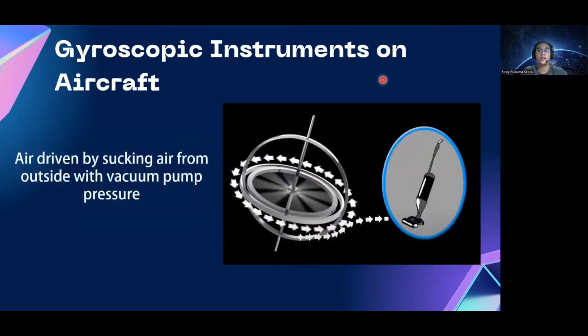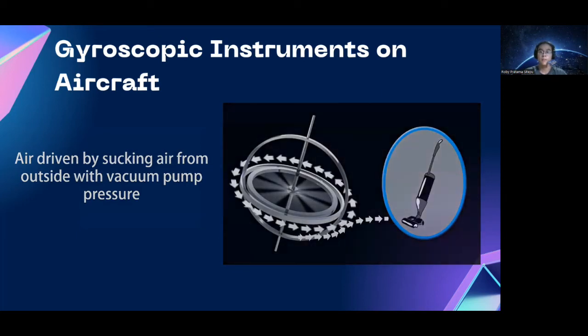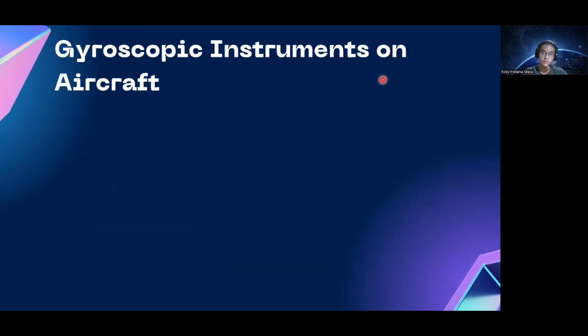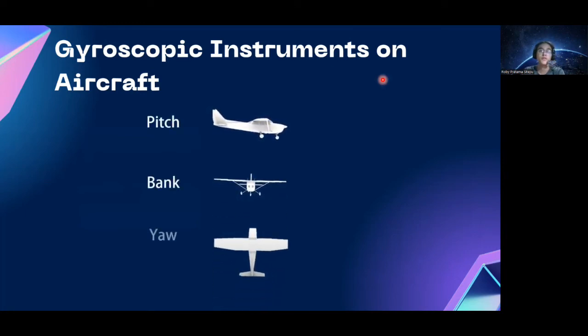The air-driven gyroscope works by sucking air from the outside with the vacuum pump pressure from the device. The gyroscopic instruments will control four axes of the aircraft: the pitch, the bank, the yaw, and the heading.